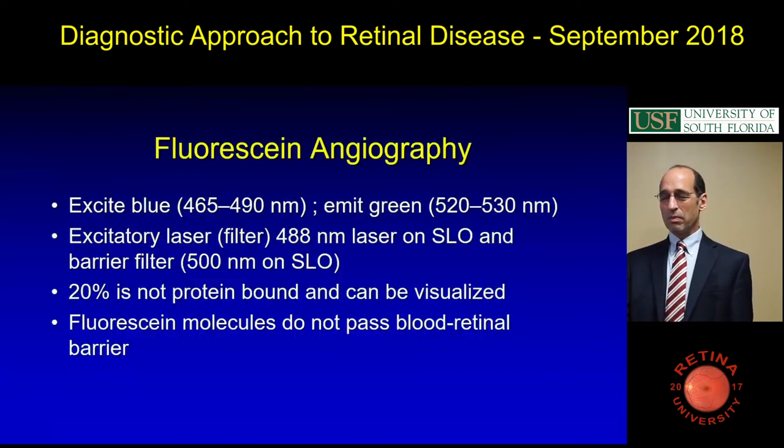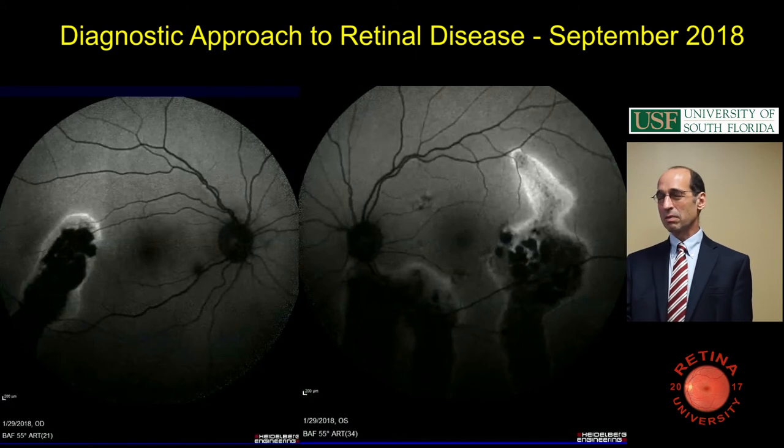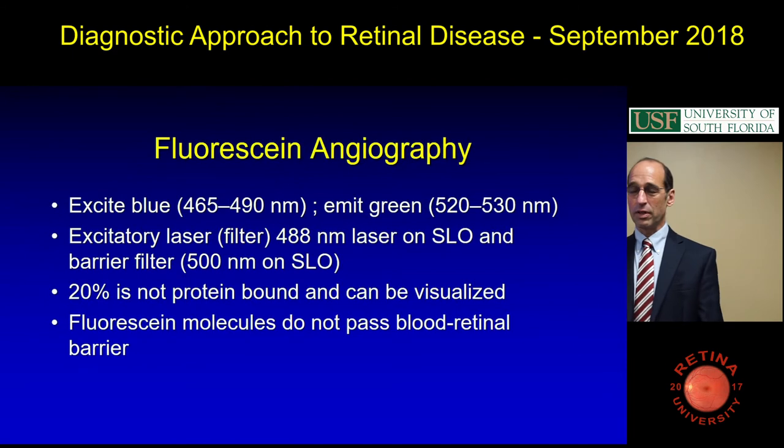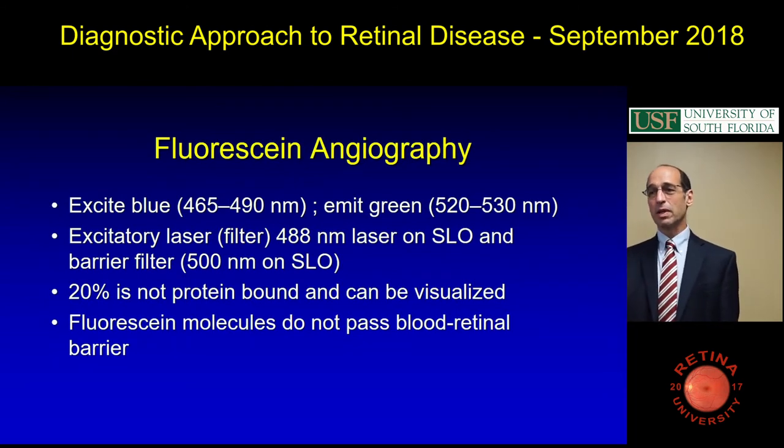So your SLO images will be the IR autofluorescence. You also can get multicolor, and then there's the blue, which I don't use very much. And then fluorescein angiography. Need to know this. Again, we might be getting away from this, but at the moment, you excite with blue, you emit green.